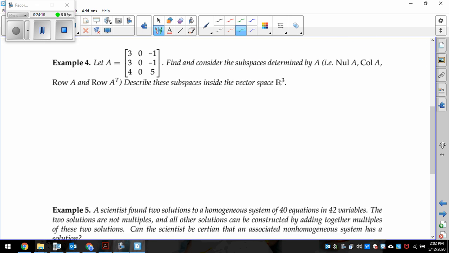Let A equal this 3 by 3 matrix. Find and consider the subspaces determined by each one of these: Null A, Col A, Row A, and Row A transpose. Describe these subspaces inside vector space R3. Sure. So all of them, by the way, are going to be subspaces of R3 automatically.